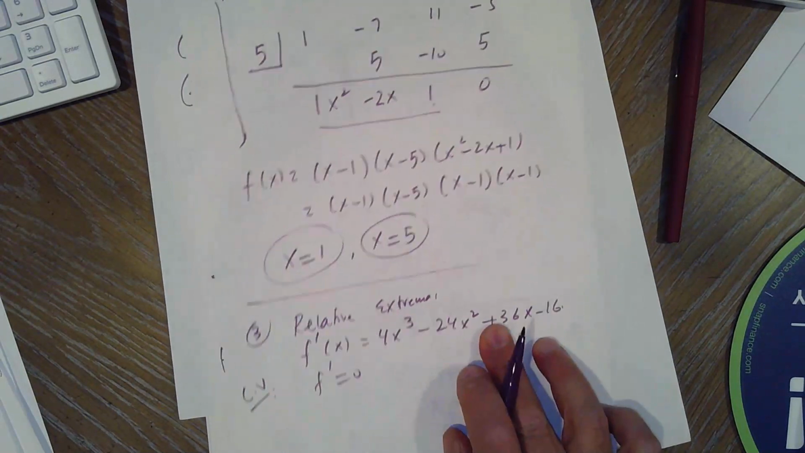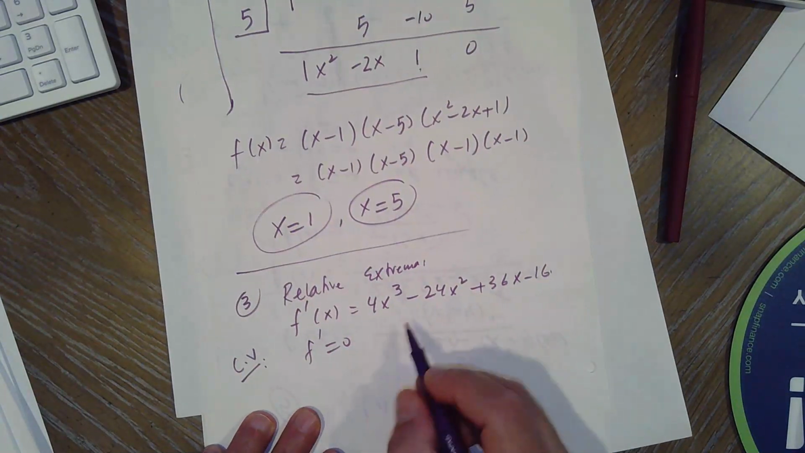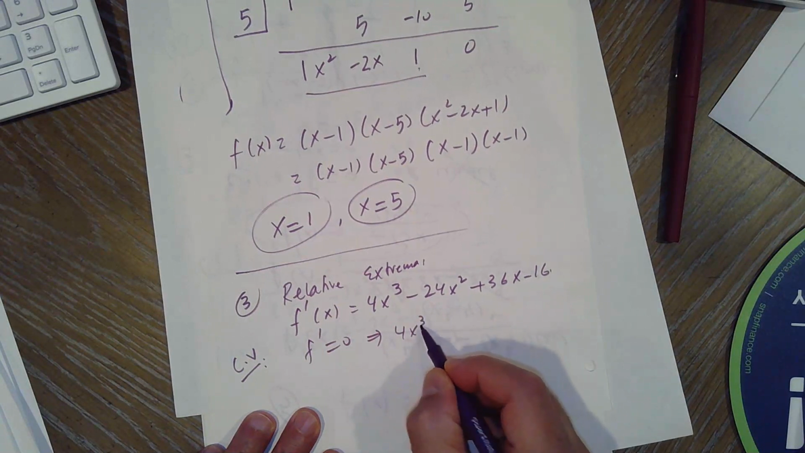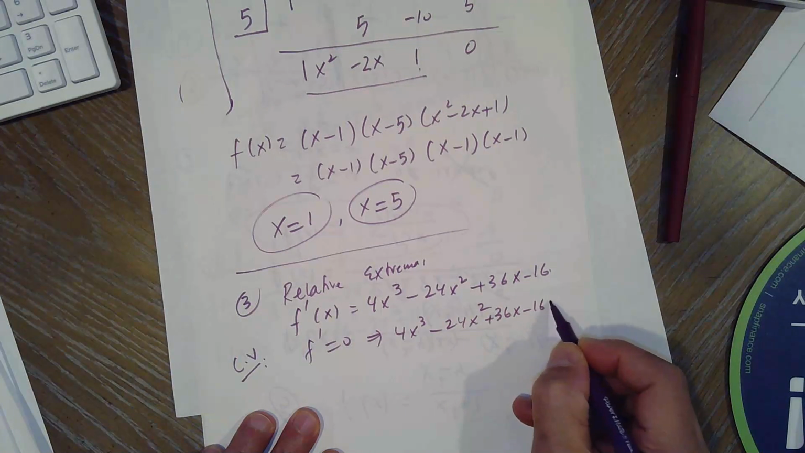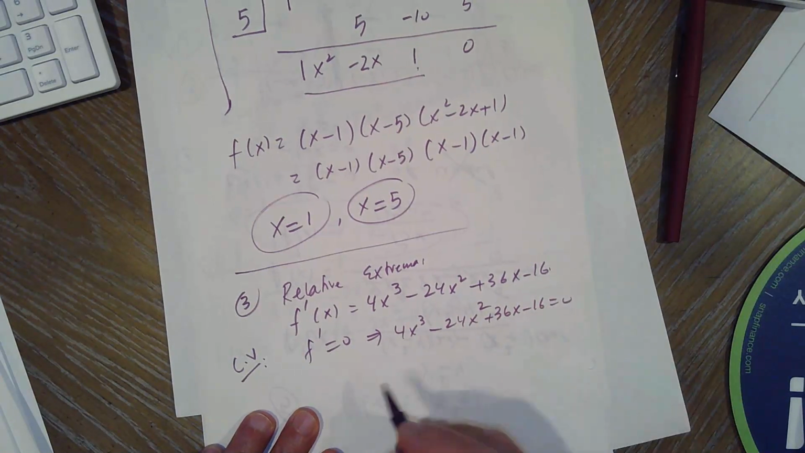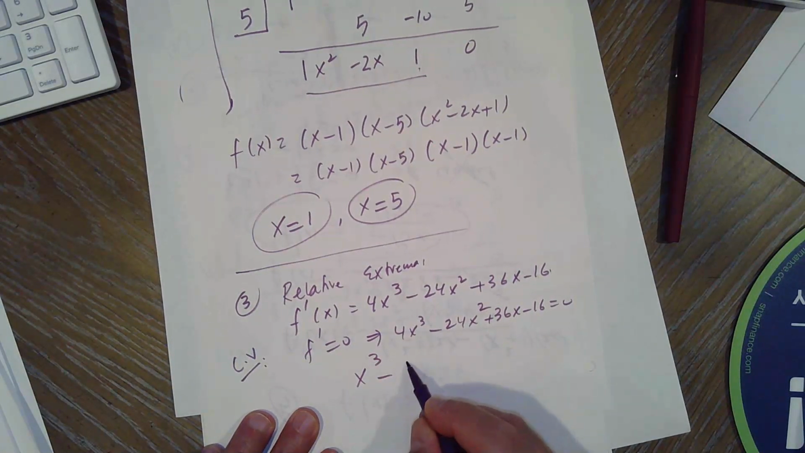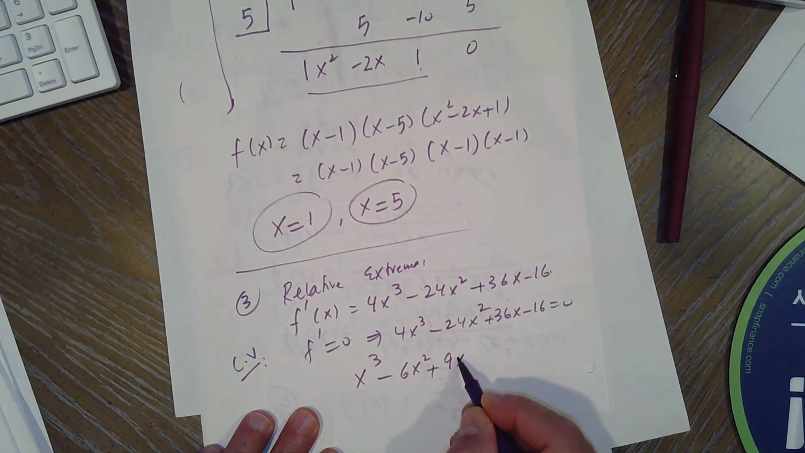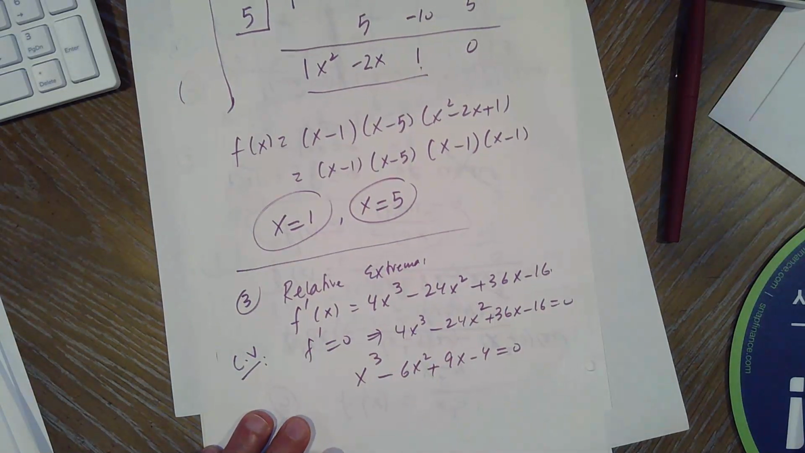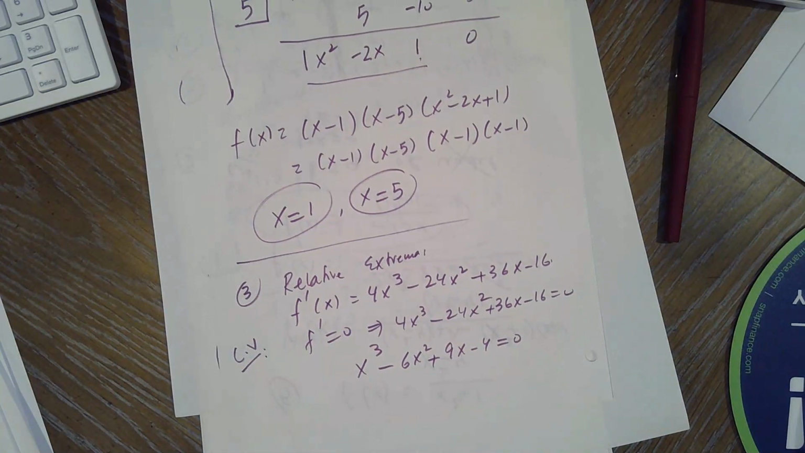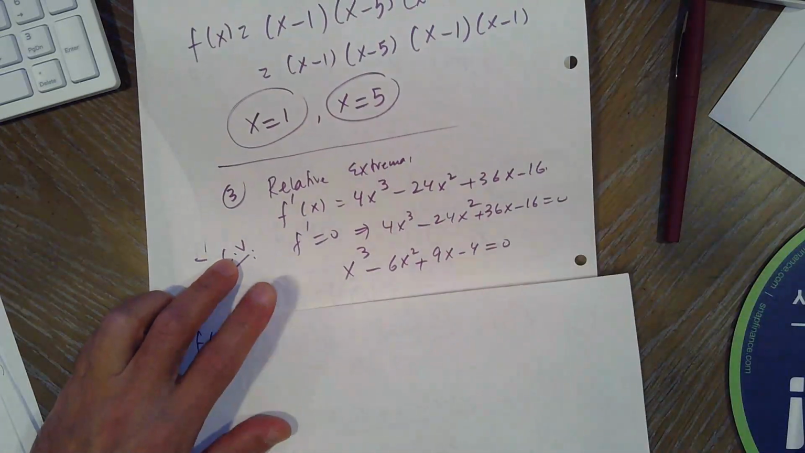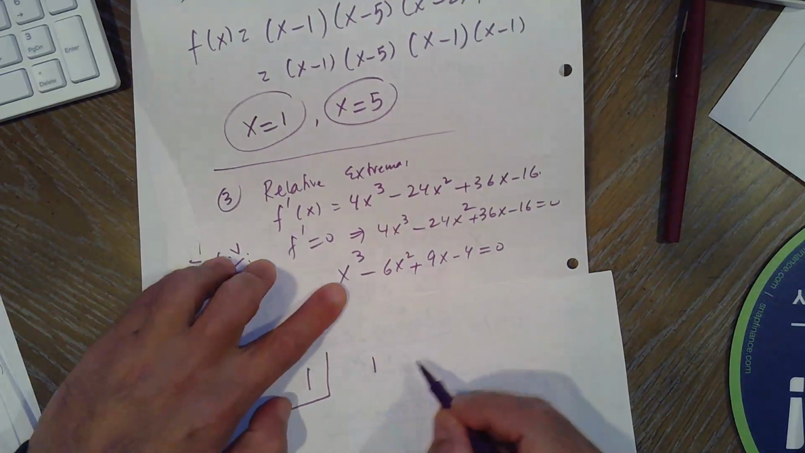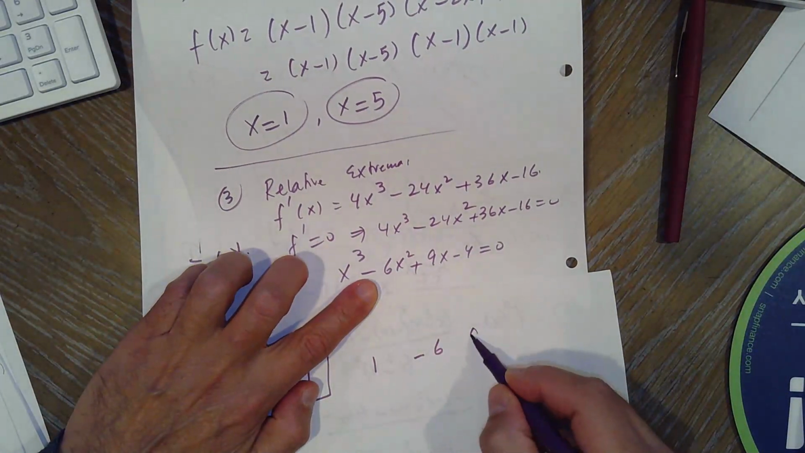It's never undefined. It's a polynomial. So that means 4x cubed minus 24x squared plus 36x minus 16 equals 0. You can see we can divide by 4 to make it lighter: x cubed minus 6x squared plus 9x minus 4 equals 0. And if you put it in your calculator, you can see that 1 is a zero. So let's divide by 1, just like we did in the original one.